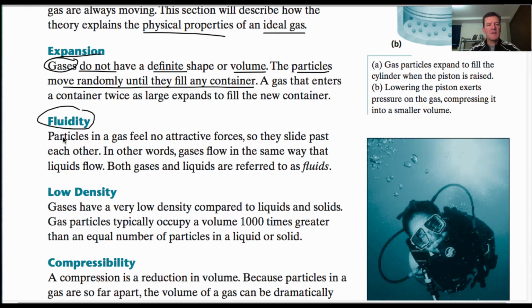Fluidity. What does that mean? Particles in a gas, we're going to assume again, these are ideal gases here. They don't have any attractive forces toward each other. So they just pass by each other. They maybe bump into each other and then ricochet off each other, or they pass by each other and just keep on going. All right. So we say that gases flow. Now you're familiar with liquids flowing, but gases flow as well. Gases are fluid states of matter that can flow and move freely.